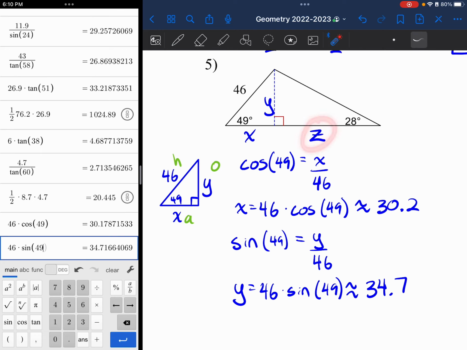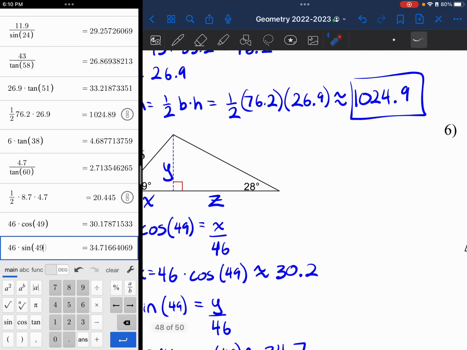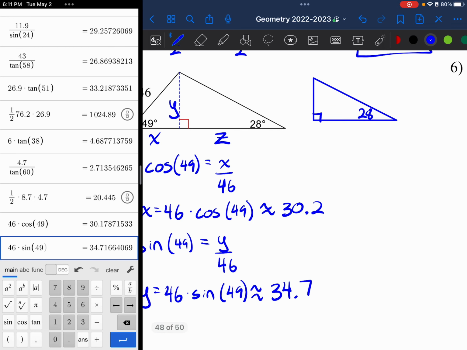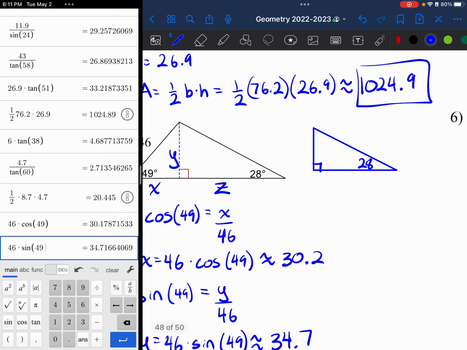Now we just need to find z, and that comes from this triangle on the right. So let's go ahead and redraw that triangle on the right up here. With this triangle on the right, what do we have? We have this right angle. We have 28 degrees. We know that the y value is going to be that height. The y value is 34.7, so I can say this length is 34.7. And I'm after this length of z.